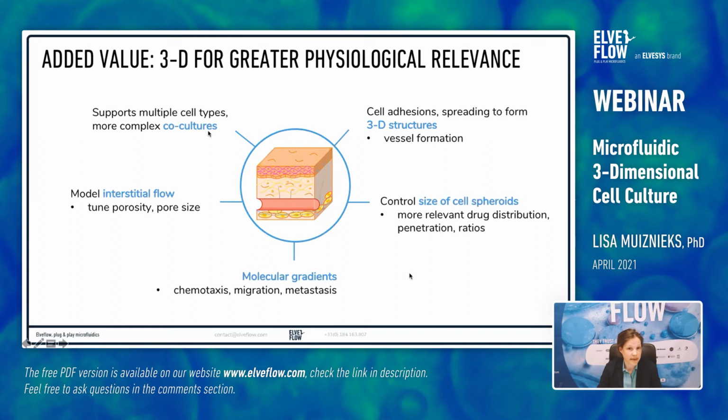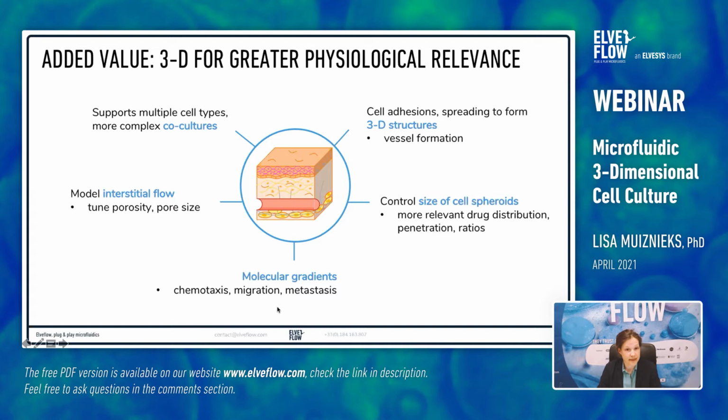3D culture environments provide the ability to support more than one cell type for more complex co-cultures. Growth in 3 dimensions opens the door to study the formation of 3D structures, for example, vessels that may have perfusible lumens. The 3D matrix itself provides an excellent model of interstitial flow, which is the flow of fluid through tightly woven tissue networks outside of blood vessels. In the lab, matrix pore size can be tuned.